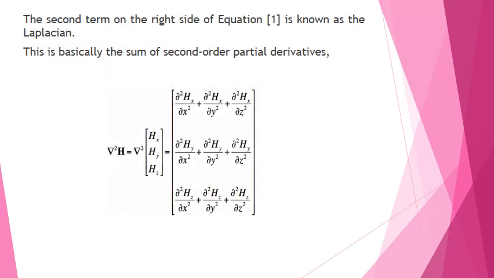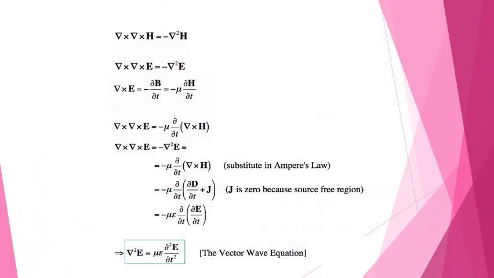Therefore, del square H, given as del square Hx, Hy, Hz, is equal to dou square Hx by dou x square plus dou square Hx by dou y square plus dou square Hx by dou z square for all the axes. Similarly, the second is given for the Hy axis and another one is for the z axis. From the above, we can write del cross H equal to minus del square H. Similarly, del cross E equal to minus del square E.